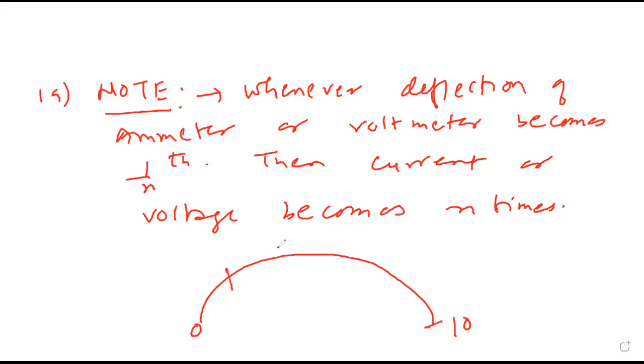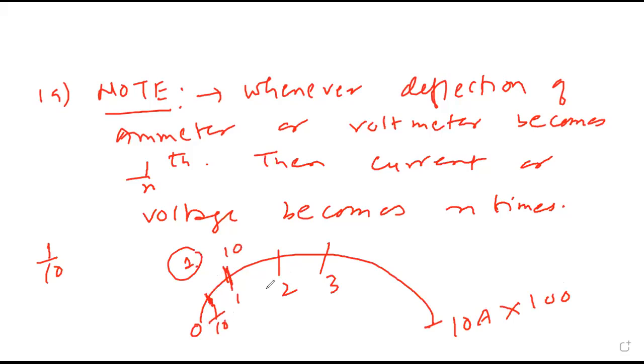So 1 ampere, 2 ampere, 3 ampere, up to 10 ampere. But if deflection becomes 1/10, then 1 will become 1/10. That means 1 ampere it can record at 1/10. So here it will record 100. Yes, sir. Earlier it was recording 1 for 1, now for 1 it has come to 1/10, meaning it can measure up to 10 here.